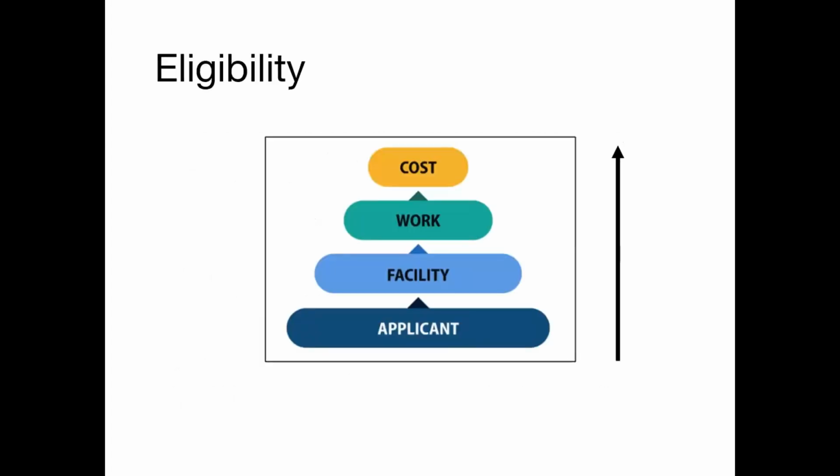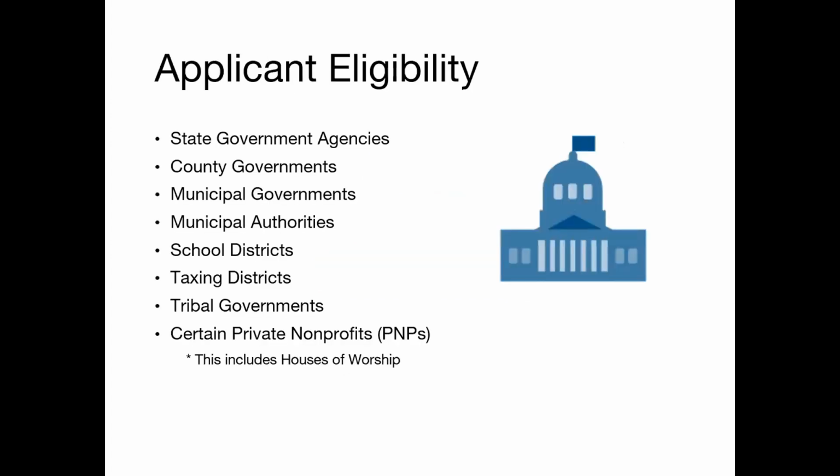First, FEMA's determination is the eligibility of the applicant. Then they look at the eligibility of the facility, the work, and the cost. We'll address these in a little more detail. An applicant must be a state, territory, tribe, local government, or private nonprofit organization. Only certain PNPs are eligible applicants. To be eligible, a PNP must own and operate a facility that provides an eligible service.